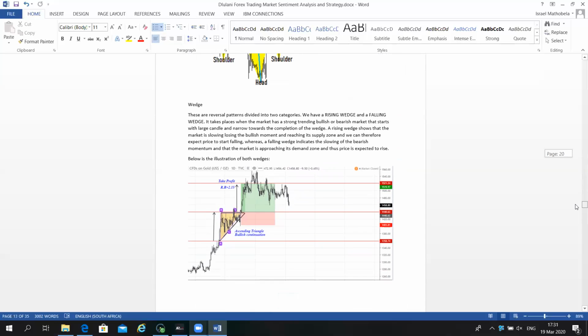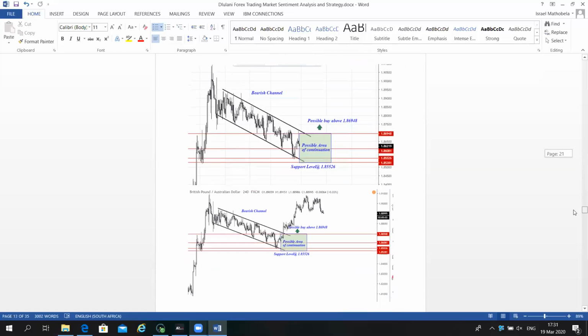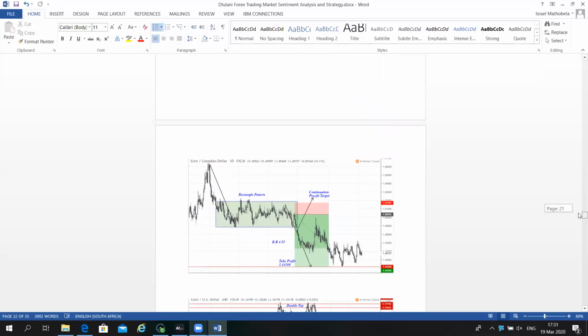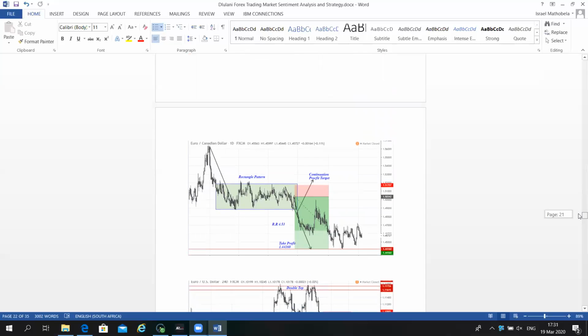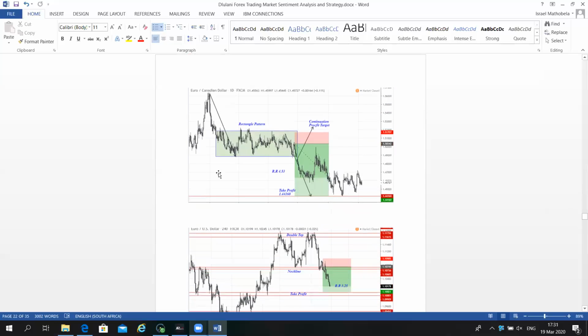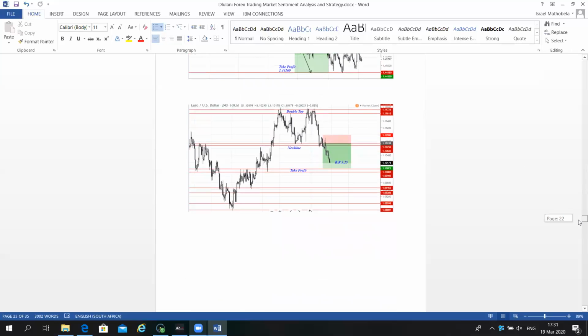No, this is your wedge. Then you have a bullish flag, right? That continues in a bullish direction. Here you have a rectangle pattern. It's just a consolidation of price between 2 points. And then finally, when it breaks out, it continues in the same direction, right? I'll discuss them in a special lesson on harmonic patterns.